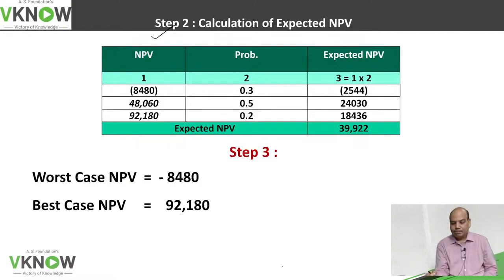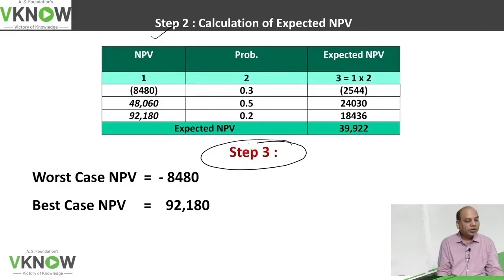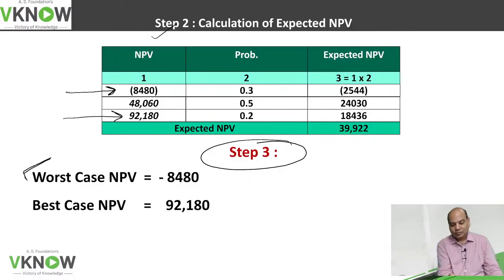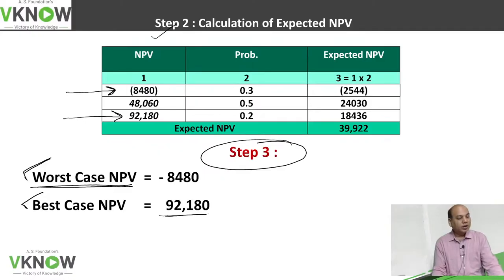Now write down step 3. In step 3 the question says what is the best case NPV and what is the worst case NPV. So the smallest NPV is the worst one and the highest NPV is the best one. So if your luck is bad, then you will get the first combination, and your NPV can be negative 8480. And if your luck is good, best case NPV, your NPV can be 92,180. Is it right? This is my second answer.